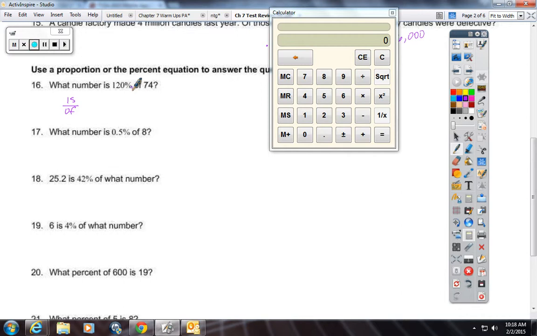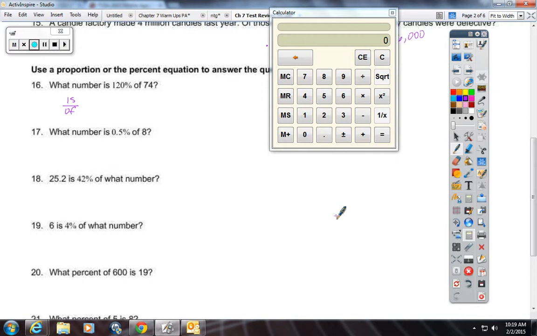Remember, if the two numbers they give you, if one of them is a percent and one of them is a number, your answer will always be a number. If they're both numbers, your answer will always be a percent. Okay, so on this right here, am I going to include the percent sign in my answer? No. If you include a percent sign in your answer, it will be wrong.